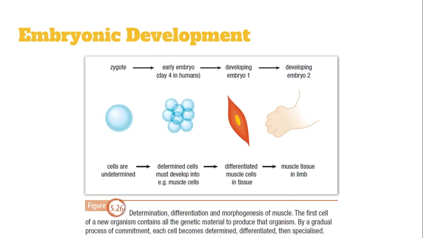Here we see from a zygote that many of the cells are undetermined. And then as we start to form an early embryo, we see that cells become determined and they can develop into the cell that they are differentiated into, and then over time we produce the whole organism and the cells and structures that it requires.